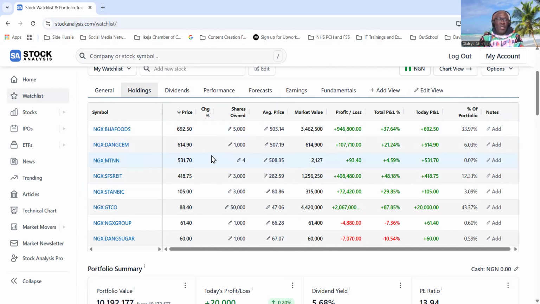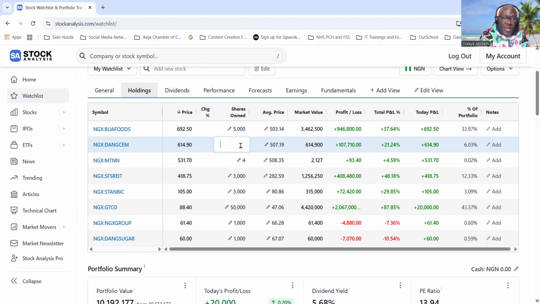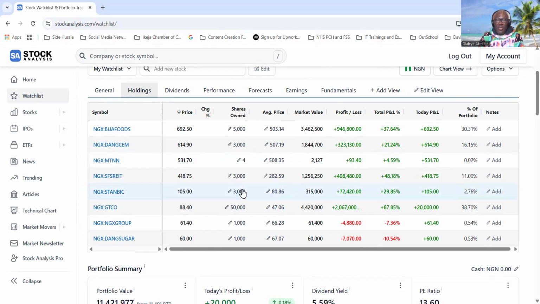Or maybe if you have added Dangote Cement and you have 3,000 shares of Dangote Cement, you can click and add 3,000. Once you add the number of shares you own, it will ask you for the average price. The average price for this stock can be found on the website or the mobile app of your stockbroker.